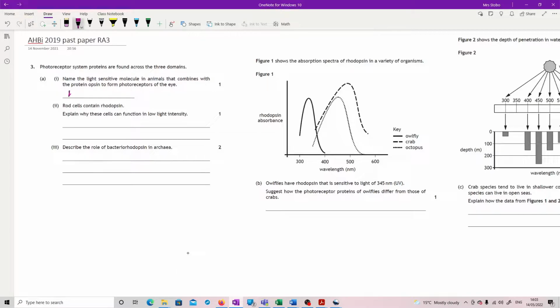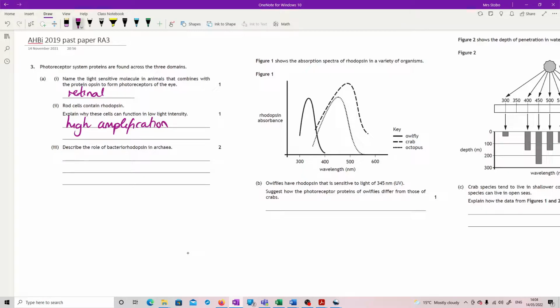Okay, that's a straight KU, that's fine, that's retinal. Okay, rod cells contain rhodopsin. Explain why these cells can function in low light intensities. Now this has been asked, just because I know because I've been doing all of them today, in another past paper as well, and exactly the same answer. Okay, what you need to say is that you've got a high amplification.